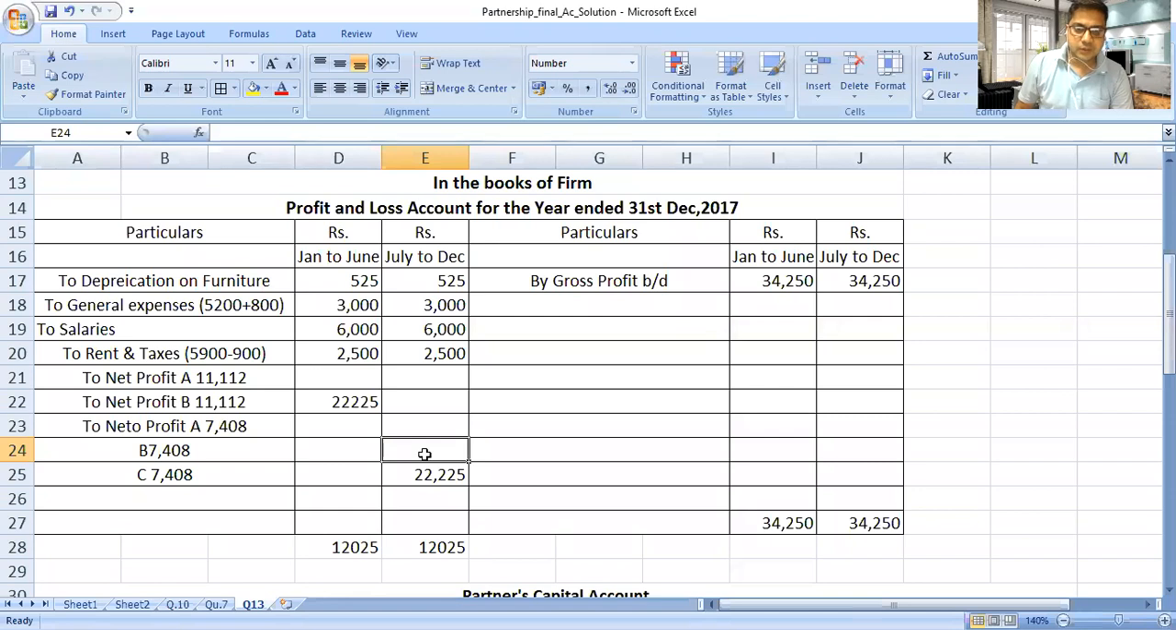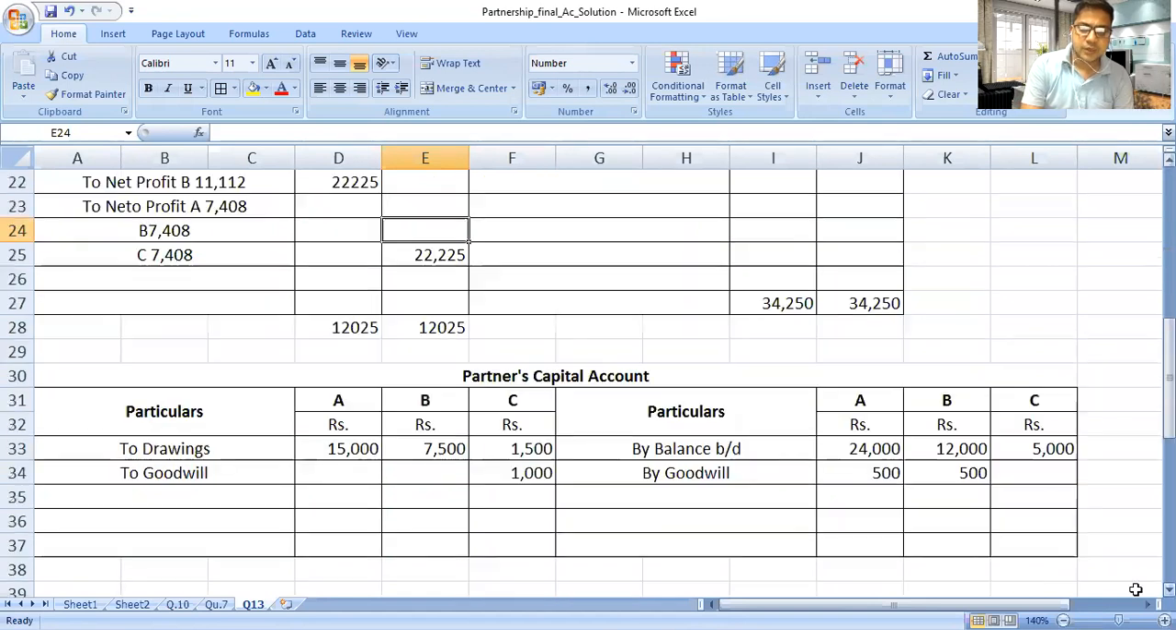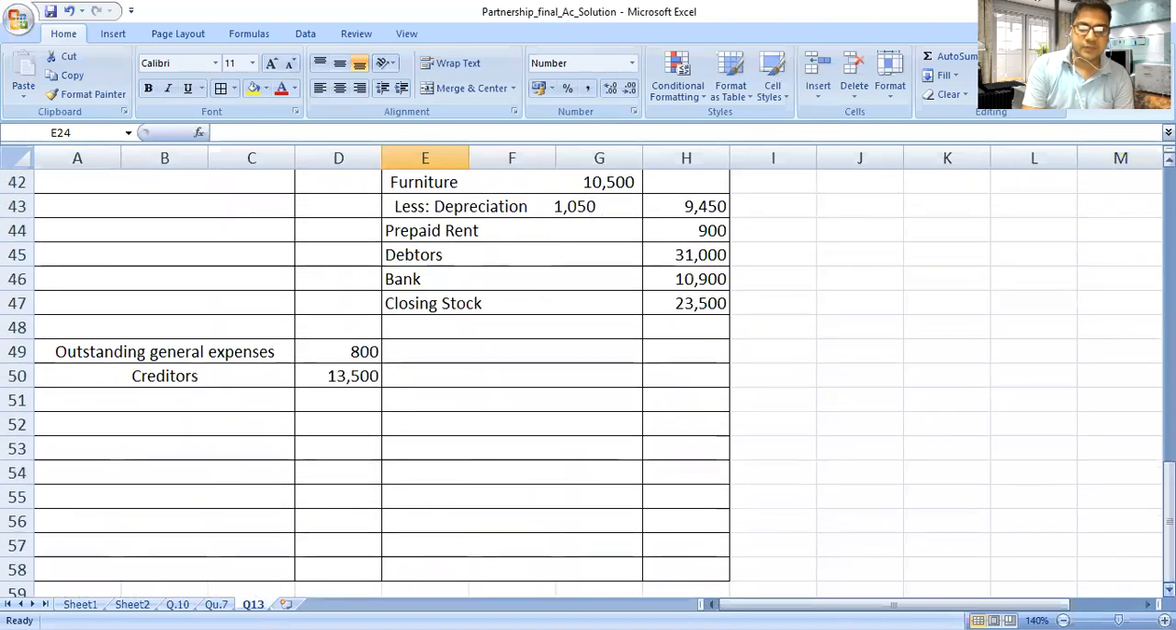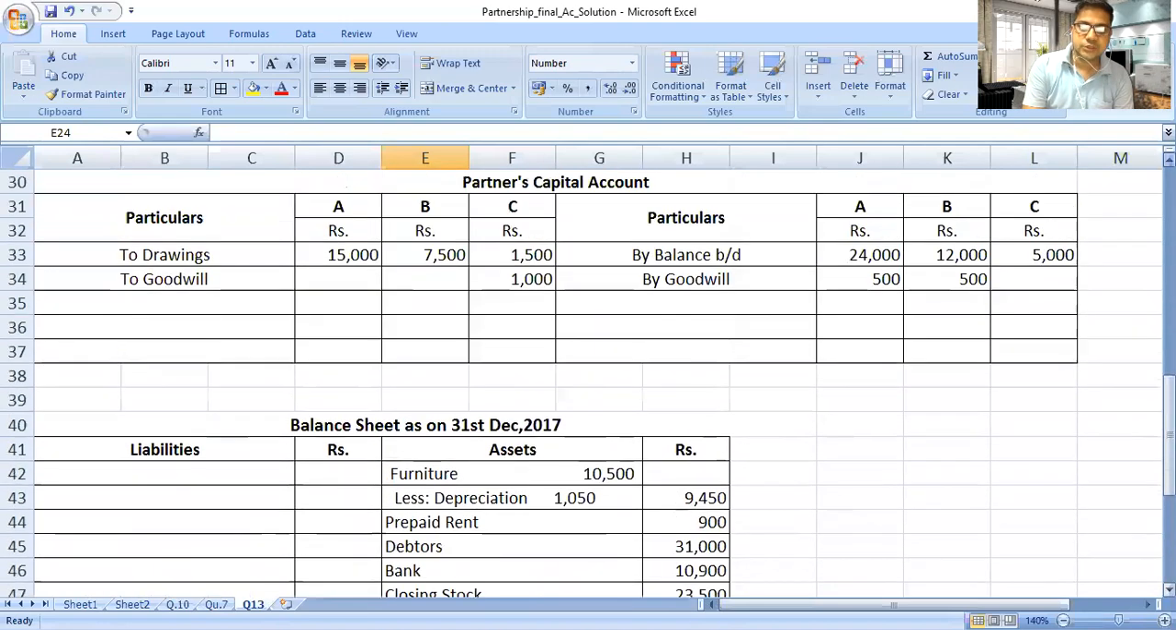We will discuss the same in the next lecture, because our time is over and I cannot go further. This profit we will transfer to the partners' capital account credit side. Then you have to close the partners' capital account. Whatever balance comes, it is transferred to the balance sheet liability side, and you have to tally. These things we have to do in the next lecture.